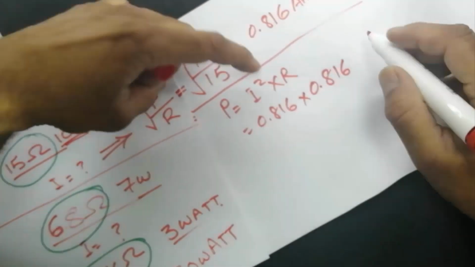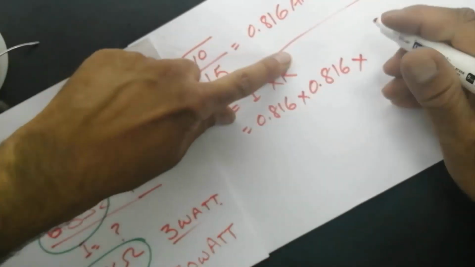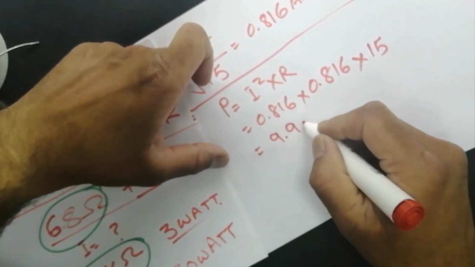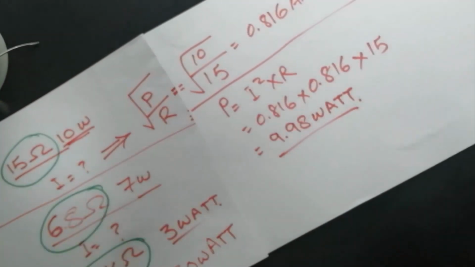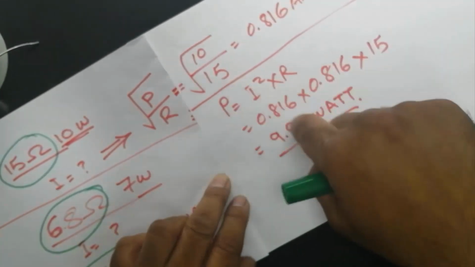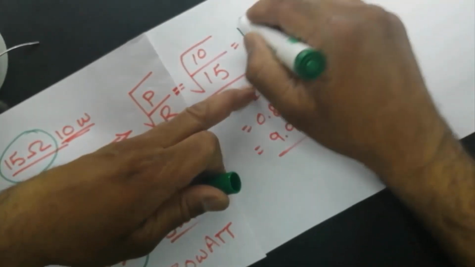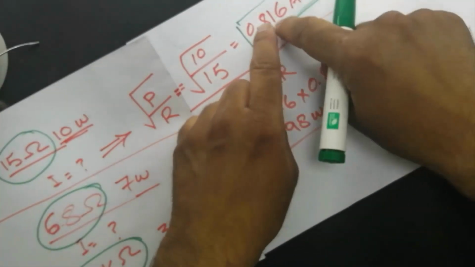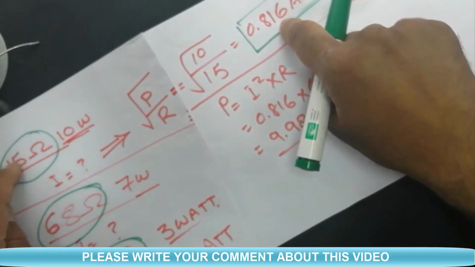0.816 squared, I will write 2 times. Then the value of resistance, that is 15 ohm. Yes, I will write 15. It is around 9.998, about 10 watt, because I took the first 3 digits of 816 milliampere, so it is very close. So if any circuit is delivering 816 milliampere current maximum, I have to select a resistor value of 15 ohm, but I have to select 10 watt. I think it is now clear.